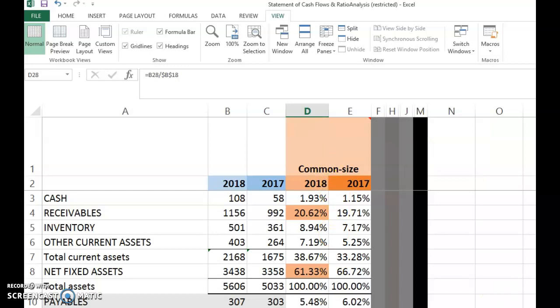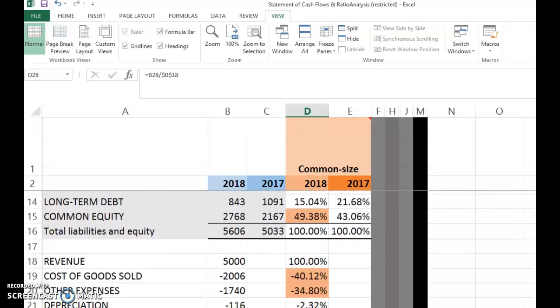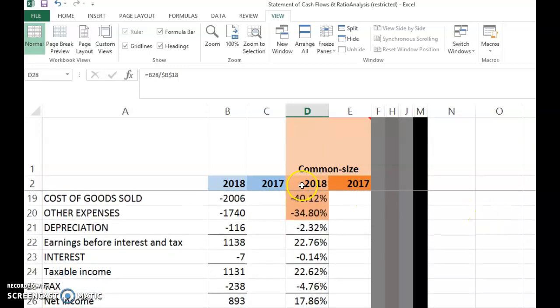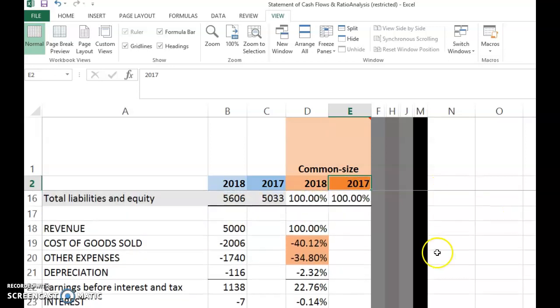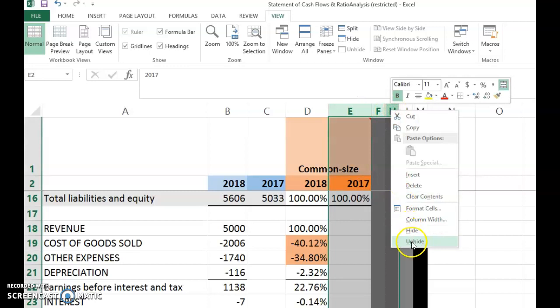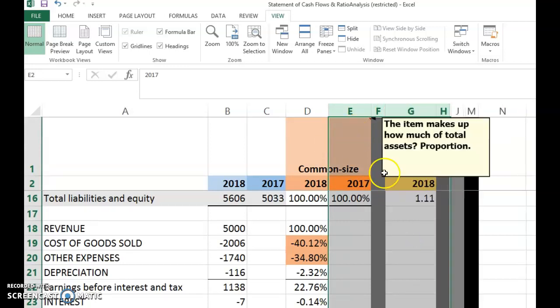But note that here, the common size for income statement is only given for the year 2018, and not for 2017, because information is not available. The income statement items are not given for the year 2017. But if you are given the information, you can of course do the common size income statement as well, for 2017. All right, let's go to the next method of common sizing.